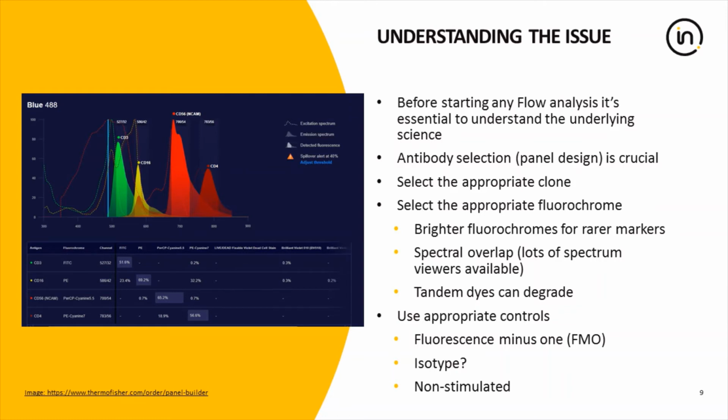If a sample processing method uses harsh chemicals, you must consider avoiding tandem dyes, as these can degrade, and this will have a huge impact on your results. It's also worth considering appropriate controls. Use of fluorescence-minus-one controls can reduce the amount of subjective interpretation, and this will really improve validations if the scope for subjective interpretation is reduced. It might also be worth having non-stimulated controls to help with your data interpretation.